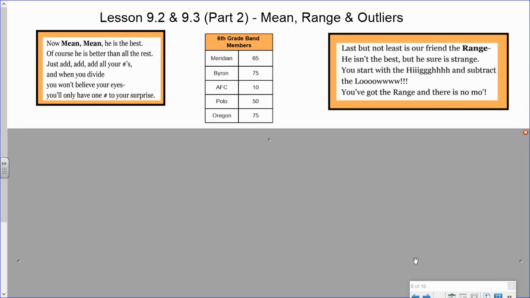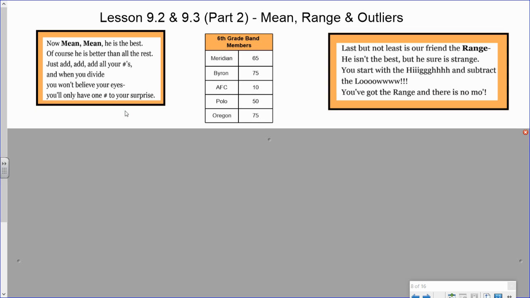So I've got my MMR rap lyrics ready to roll here. Now mean, he is the best. Of course he is better than all the rest. Just add all your numbers, and when you divide, you won't believe your eyes. You'll only have a number to your surprise. Last but not least is our friend the range. He isn't the best, but he sure is strange. You start with the high and subtract the low. You've got the range, and there is no more.